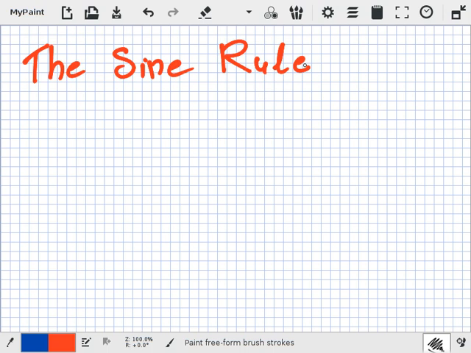The great thing about the sine rule is that it works for any triangle. Last time we saw sine, cos and tan for right angle triangles, whereas today the sine rule is going to work for any type of triangle. So let's have a look at the proof here.